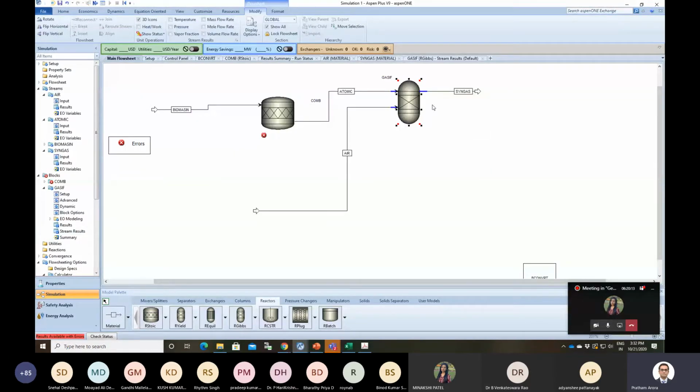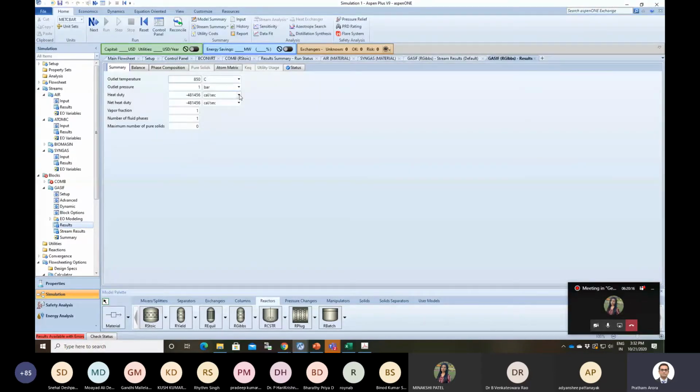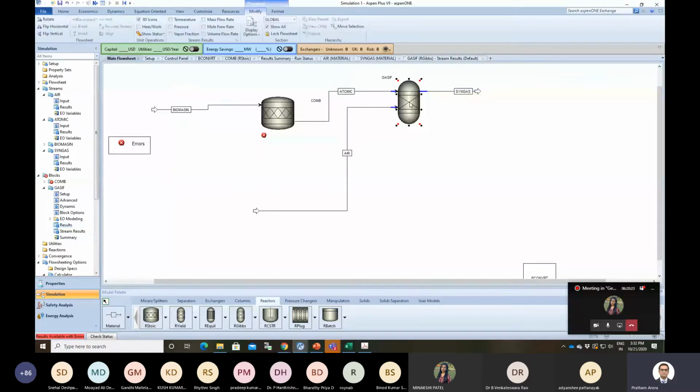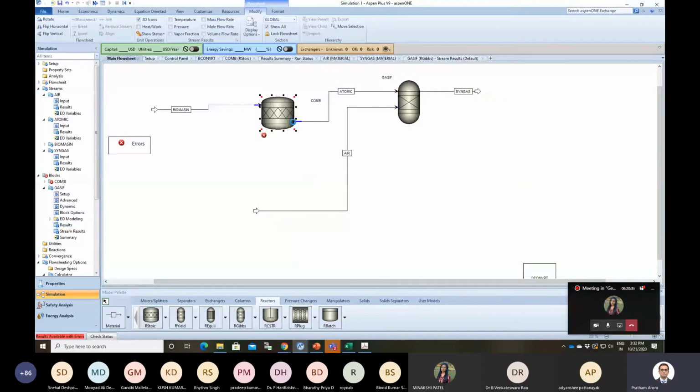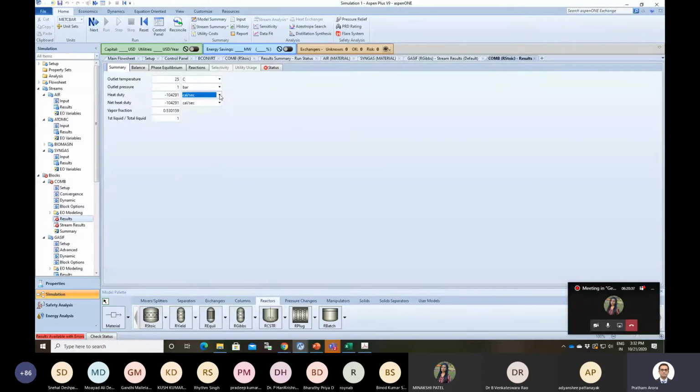But wait a minute, this reaction system would be consuming some heat. So you go to results. This means this is producing some extra heat. The way to do it is I just go to the reactor and press results, and this would give me the amount of heat that is being generated. Since it's minus, it's generated. So kilowatt means it has some extra heat being generated. And if I go to this component, it also has some heat being generated.